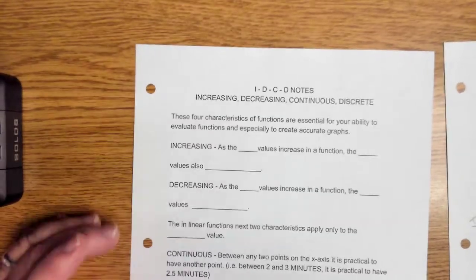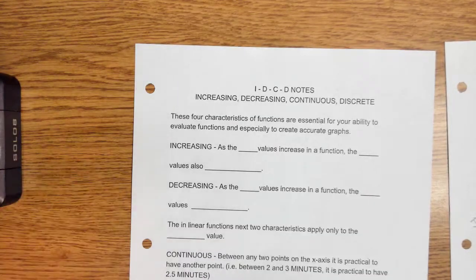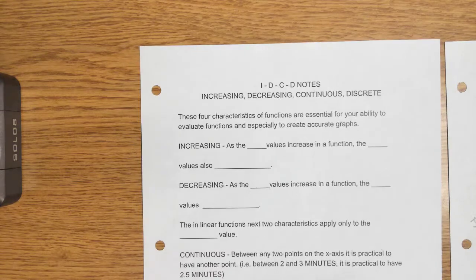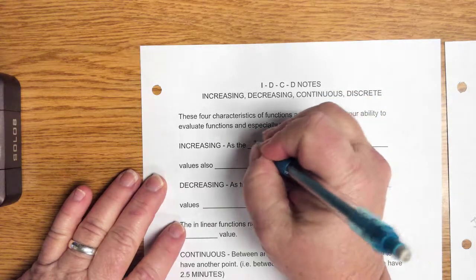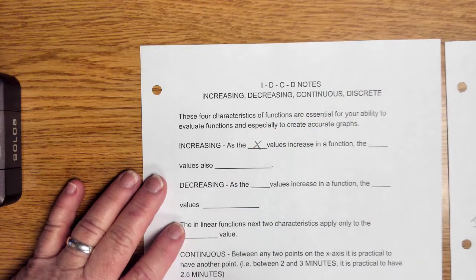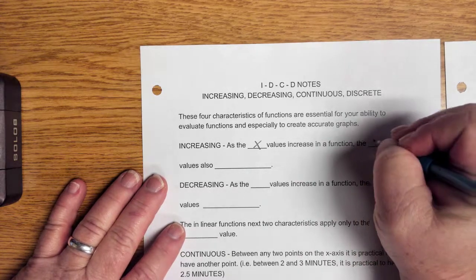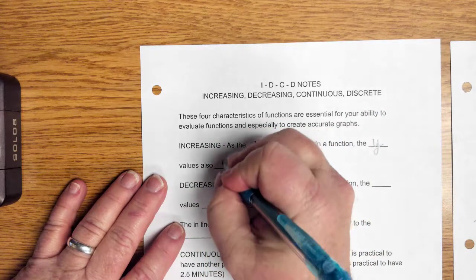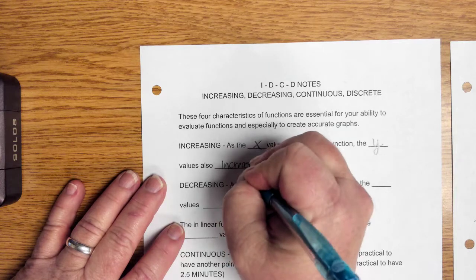Decreasing, continuous, and discrete. So we are going to learn about these words and what they mean. The four characteristics of a function are essential for your ability to evaluate functions, especially to create accurate graphs. Increasing is as the x values increase in a function, the y values also increase.